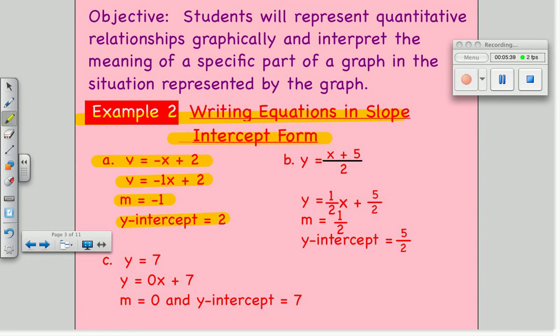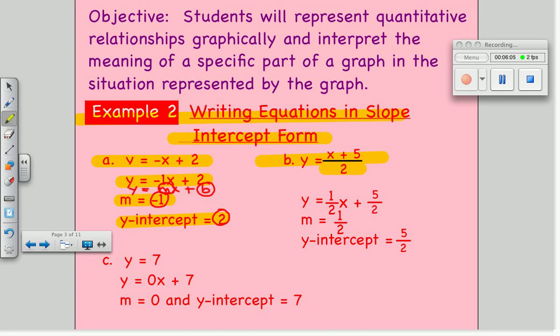So I'm going to write it for you again just so that you can see it. Y equals mx plus b. M again is the slope, so that's negative 1. B again is the y-intercept, so that's 2. And letter B, y equals x plus 5 over 2.